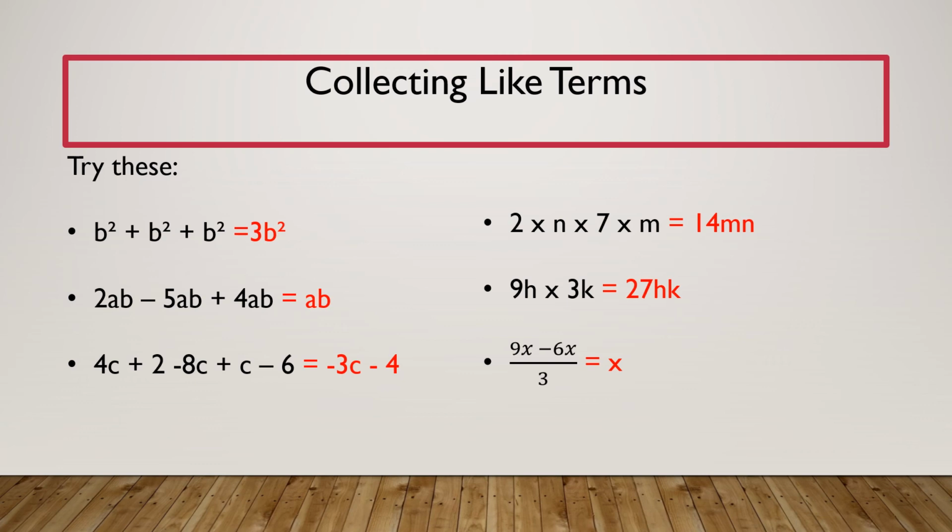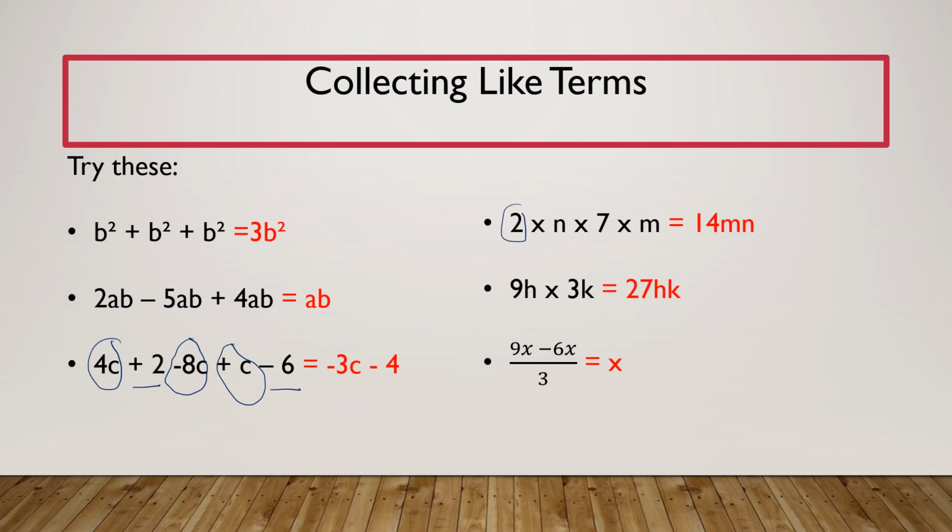2ab minus 5ab plus 4ab. Now they're all like terms, they're all ab's. So 2ab minus 5ab gives me minus 3ab. Minus 3ab plus 4ab gives me ab. 4c minus 8c plus c gives me minus 3c. And then plus 2 minus 6 gives me minus 4.